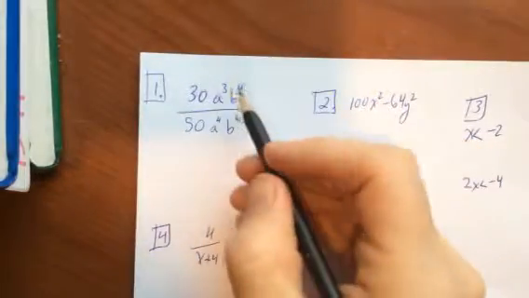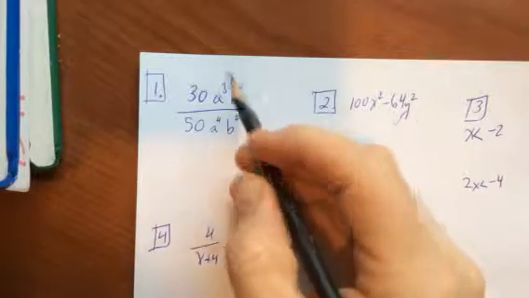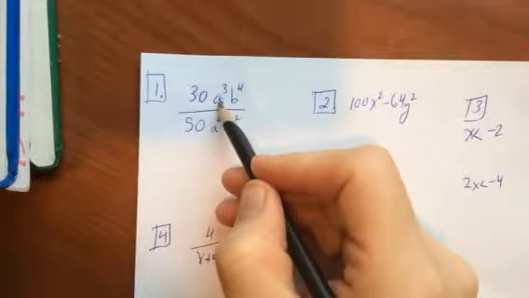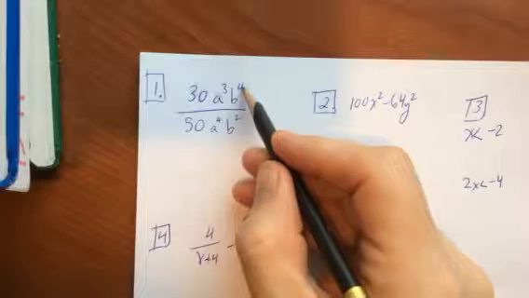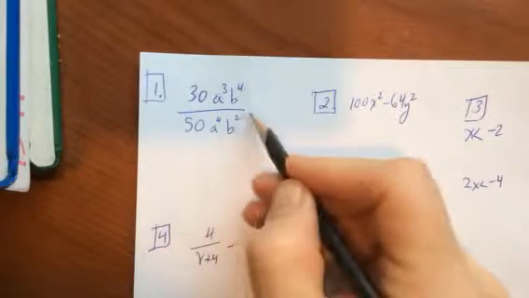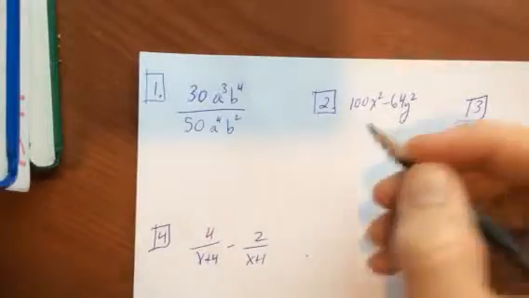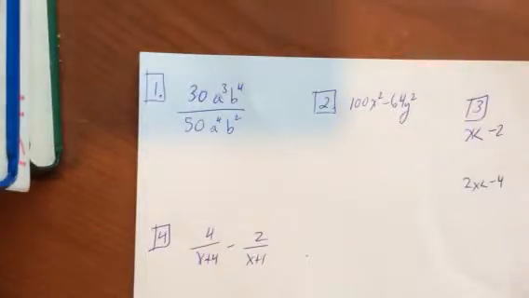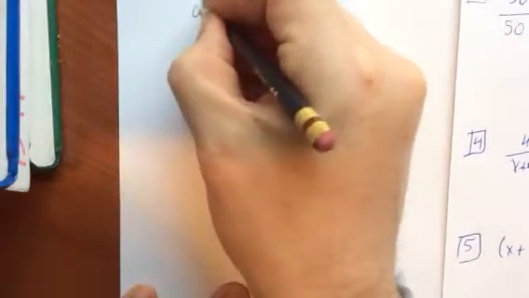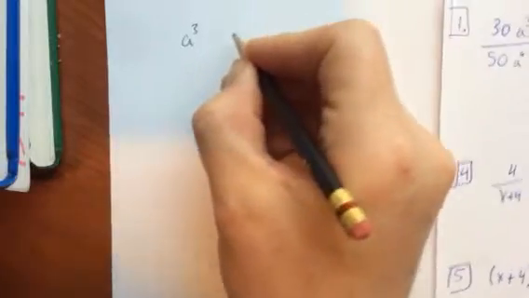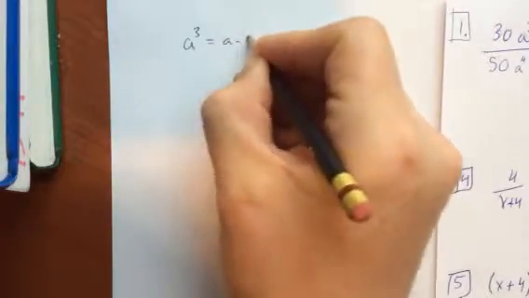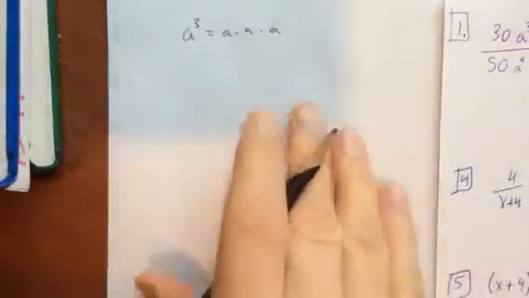The first problem is a fraction that you need to simplify. This is 30 times a to the third power times b to the fourth power, all divided by 50 times a to the fourth times b to the second. So one thing you want to remember about what a to the third means: a to the third means a times a times a.